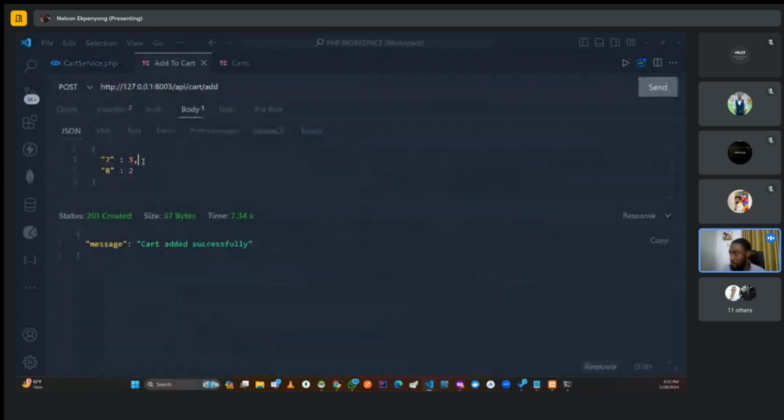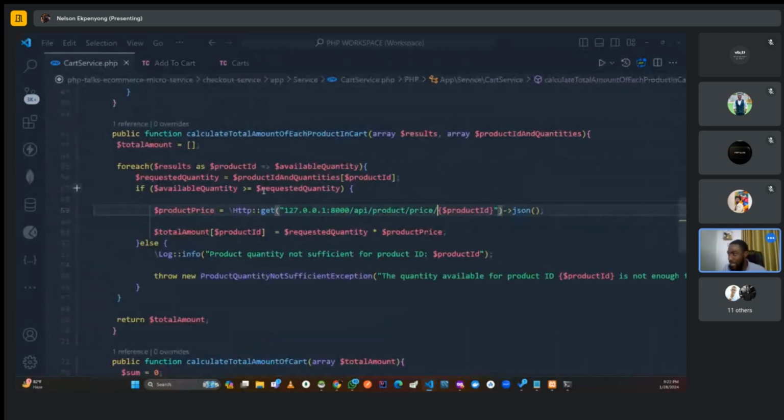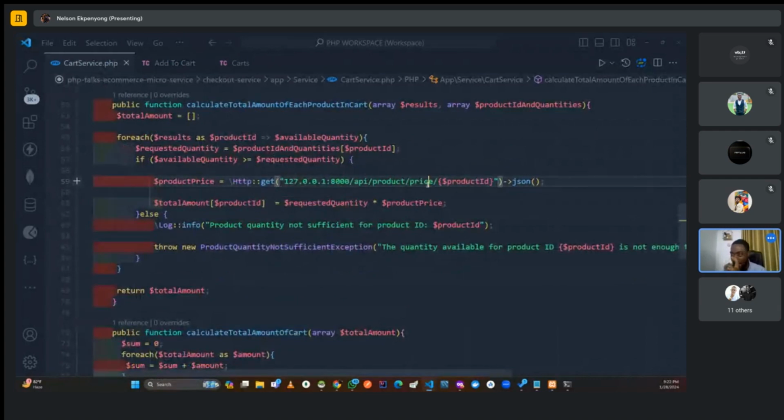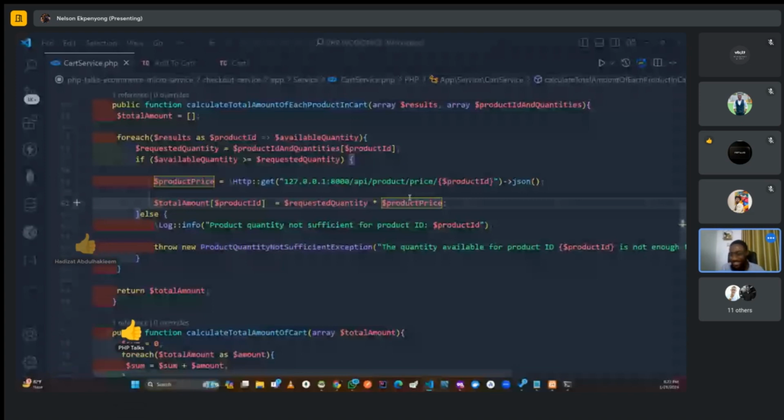I have the product ID. I have the quantity. So here, because I have that, I'm making a call to get the price. This method is making another call to the product service to get the price of each one, right? And then I am calculating that price. So price times quantity. Does that make sense? Does this make sense? I'll share the code on GitHub. Okay, so that is it.